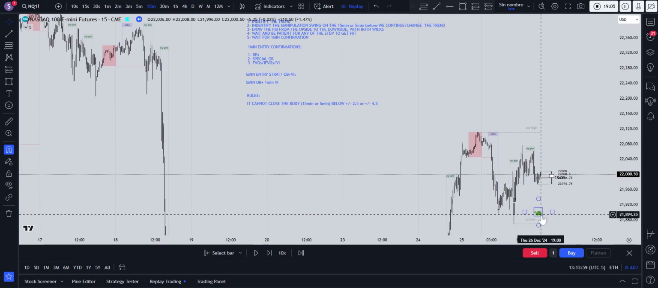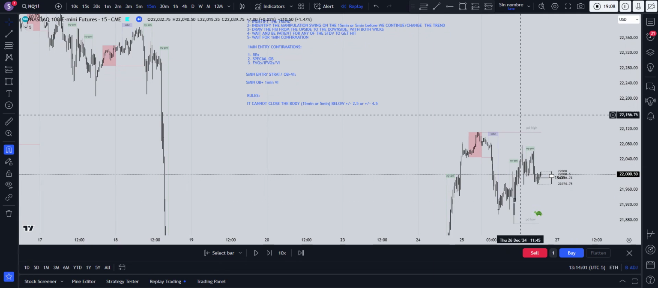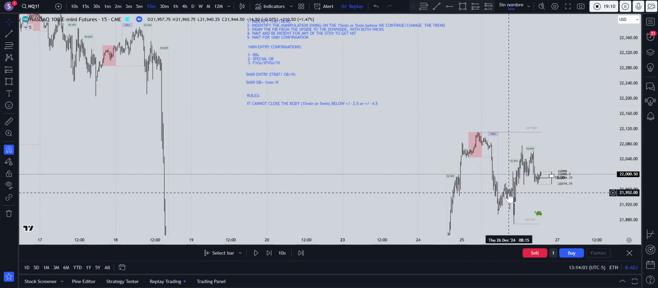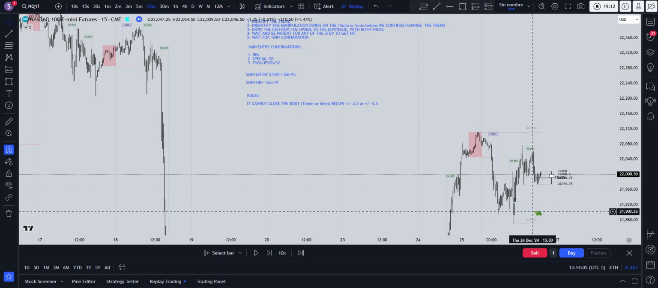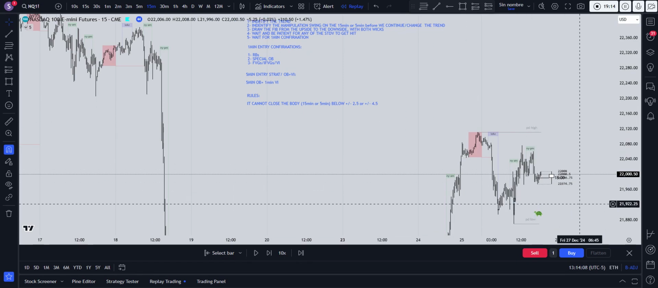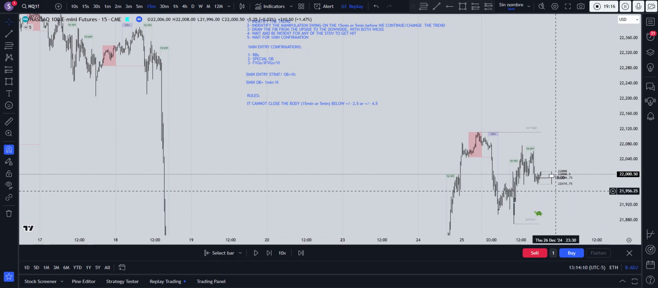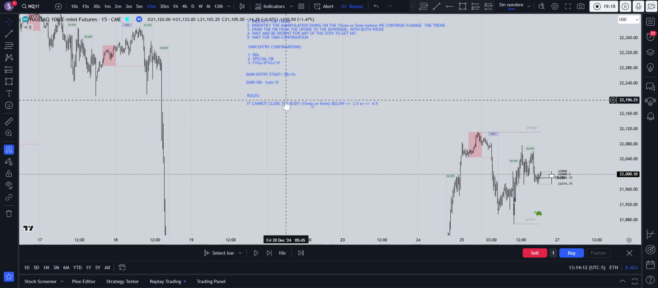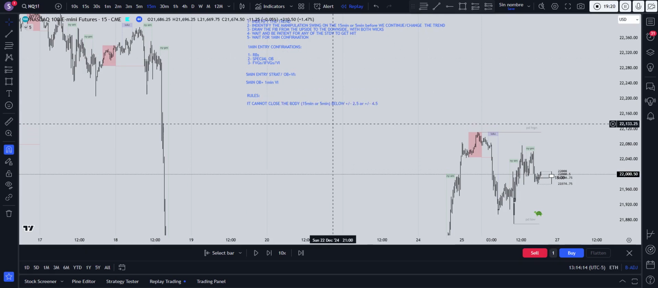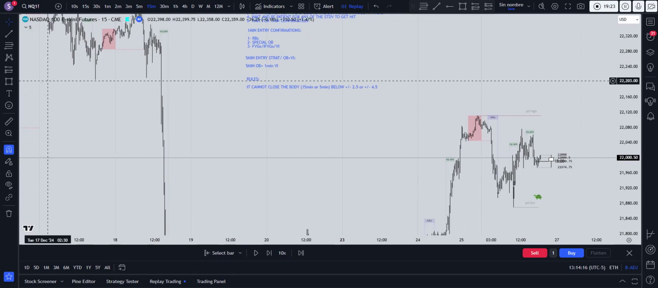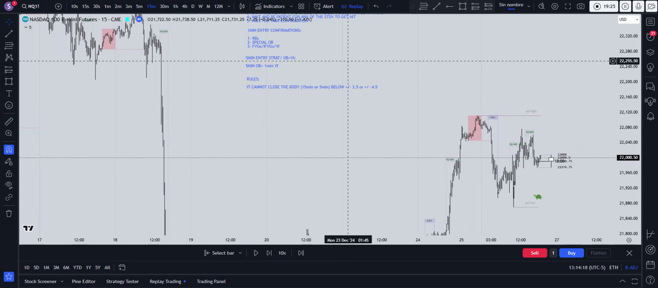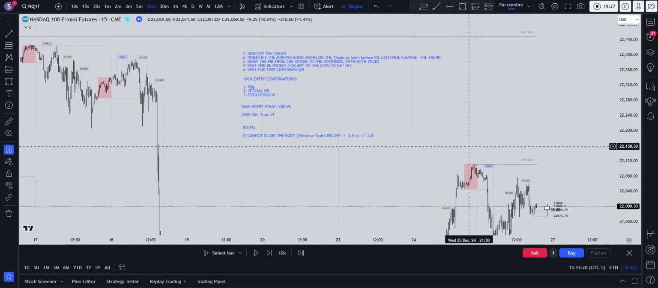That's why this here is considered a turtle soup. Why? Because we didn't close below it, and we got entries, and we got 170 points just based on the standard deviation again, because we didn't close the body. The body didn't close. We just wicked into it again and took the liquidity. That's it. Okay. I think I'll cut it here.